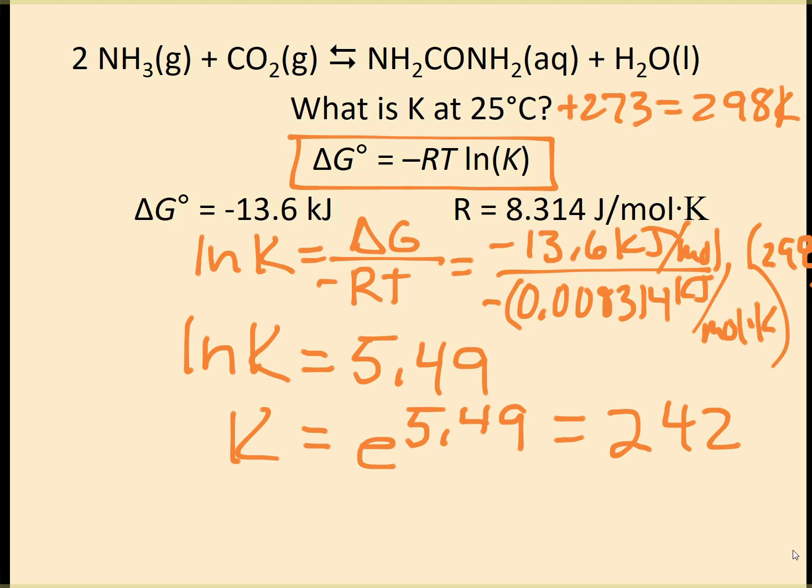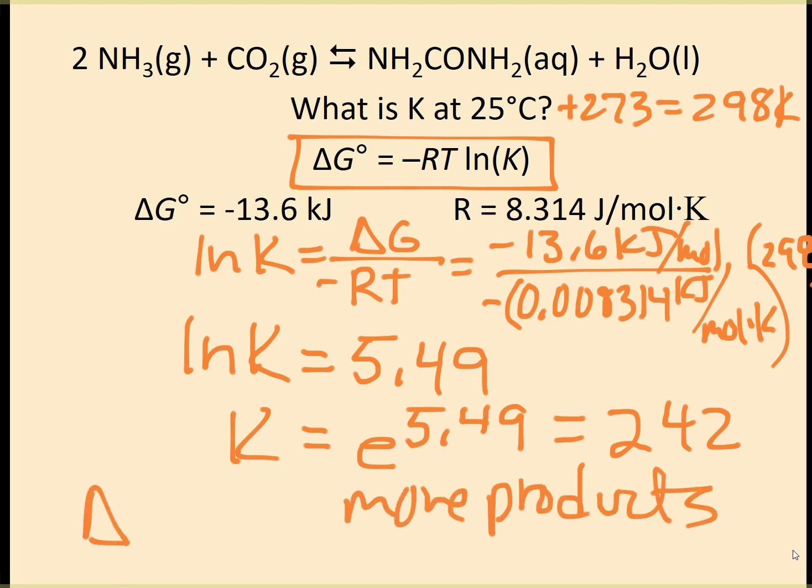And so what does this number tell us? Is it products or reactants favored? And it is products favored. So there's going to be more products. So with having a delta G as a negative, you would expect to have more products.